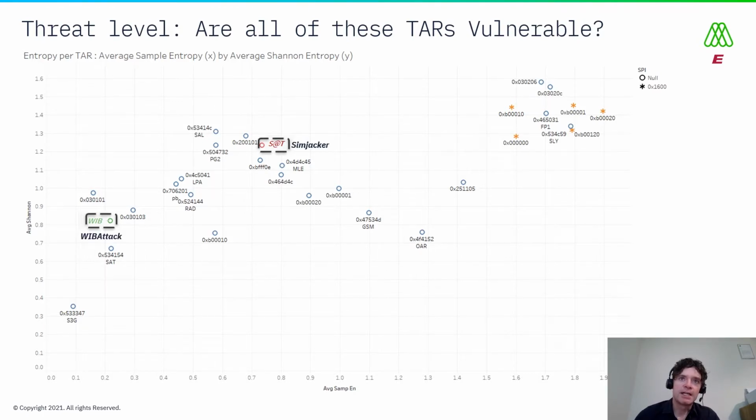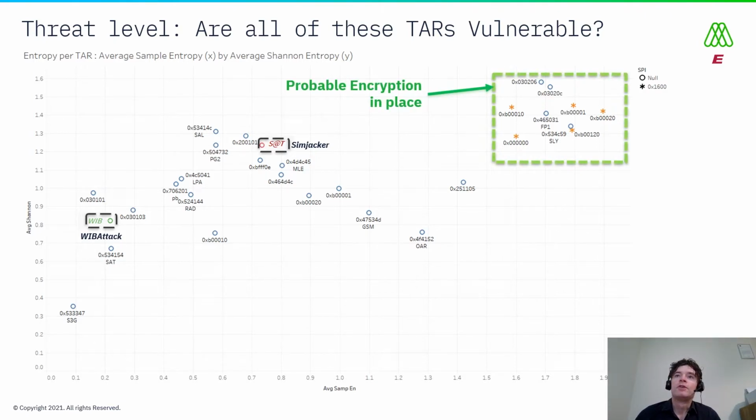To show why we believe this method works, here we can see that the SAT and the WIB TAR values, taken as an average of their respective TARs, are over towards the bottom left, or certainly on the left-hand side. But it's quite interesting if we look up here in the top right. Some of these TAR values, at least the round blue ones, all have a high sample entropy and a high Shannon entropy. And you could ask, well, how do you know? We believe in this particular case that they have a high entropy because they have encryption in place.